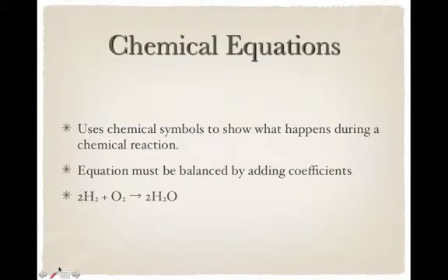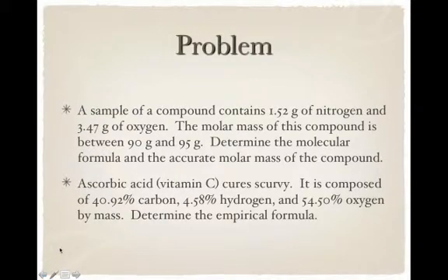Okay, what is another one that we can do? A sample of a compound contains 1.52 grams of nitrogen and 3.47 grams of oxygen. The molar mass of this compound is between 90 and 95. So we're going to do an extra step at the end for this one. We're going to determine the molecular formula and the accurate molar mass of this compound.